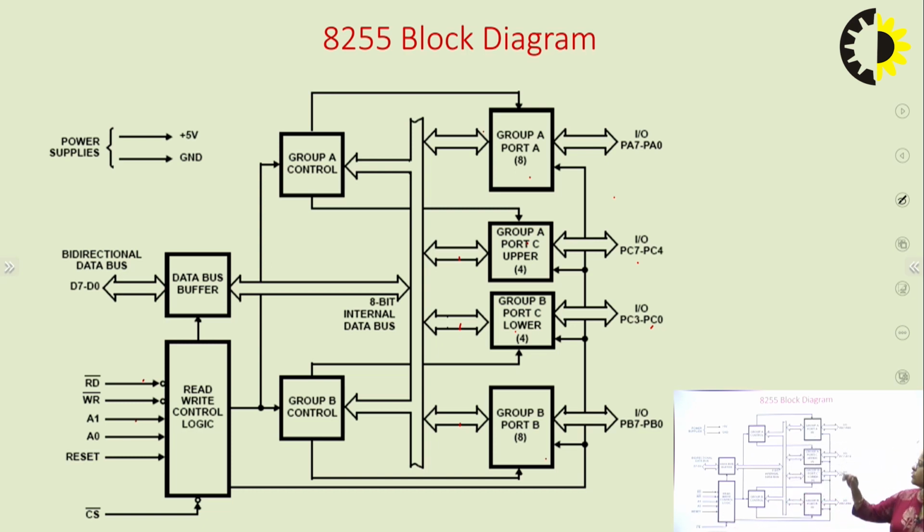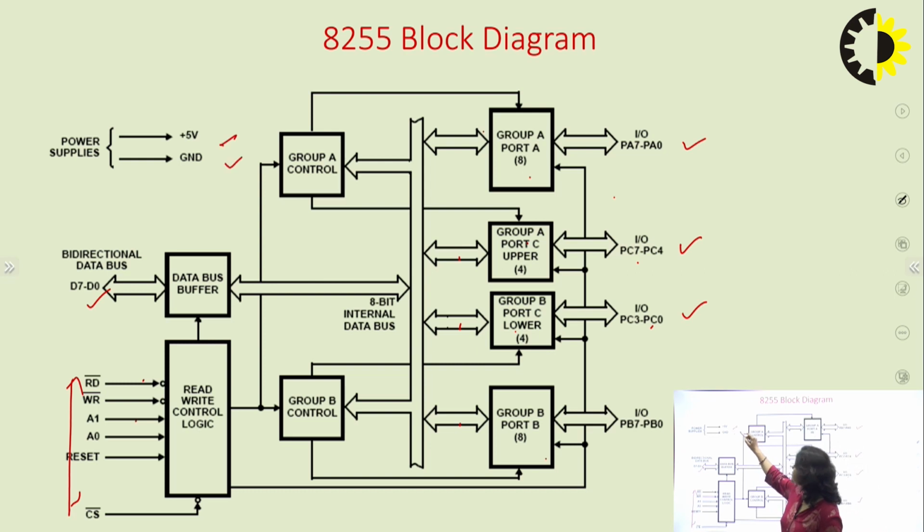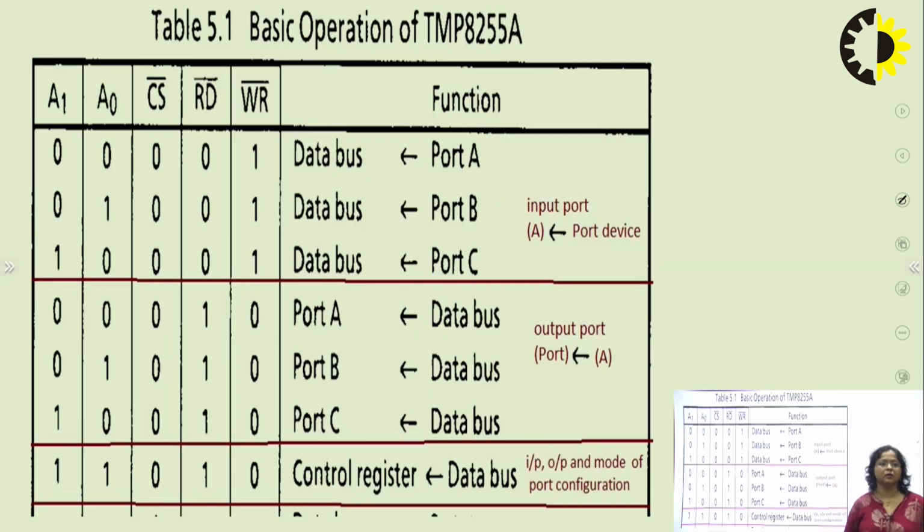So this is the overall diagram, which consists of 8-bit ports A, B and C, that is 8 into 3 is 24, plus 8 data bus, that is 32 pins, plus 6 control pins, that is 38, and 2 supply, that is plus 5 volt and ground.